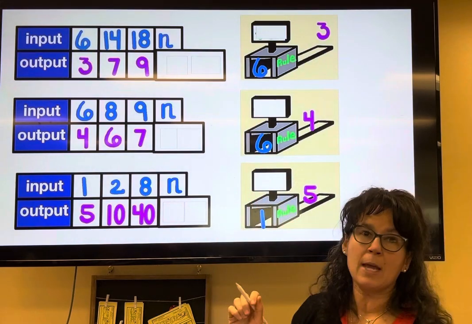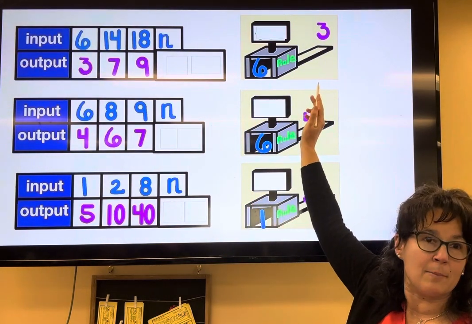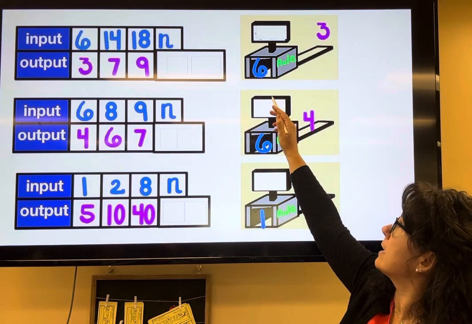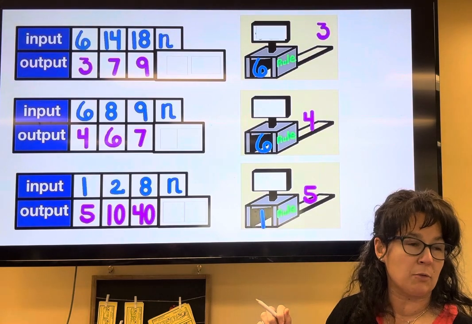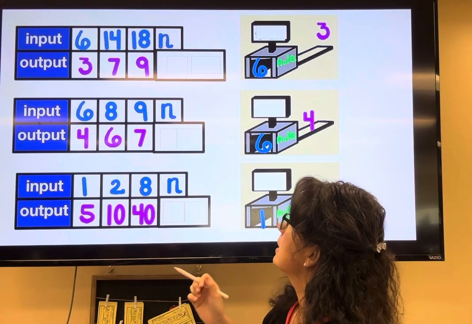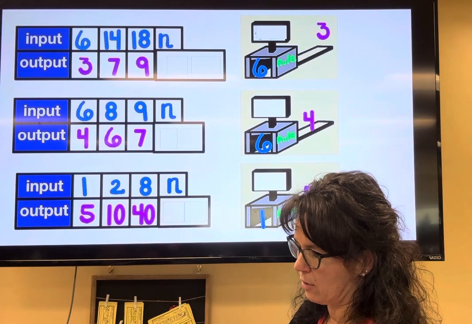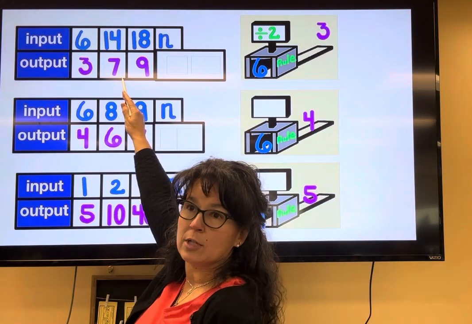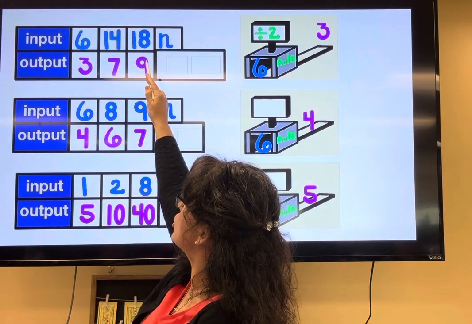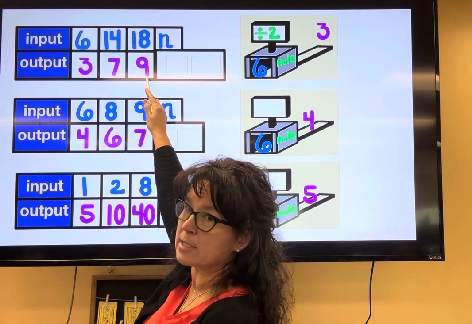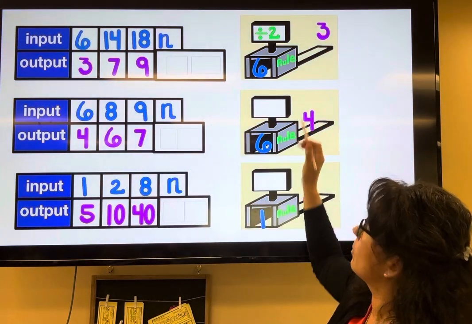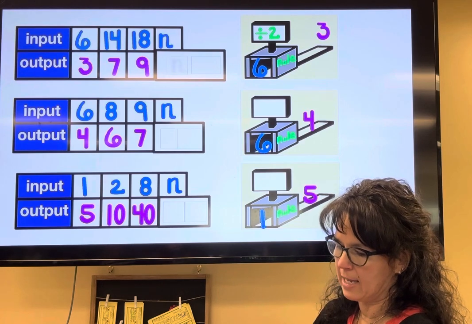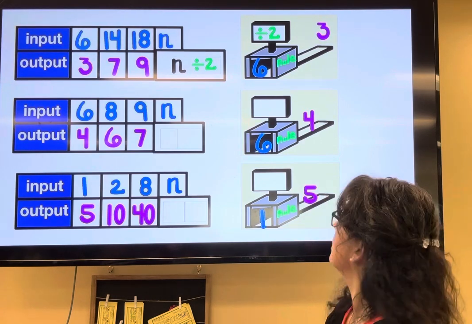And you're thinking, well, maybe I could take 6 and divide it by 2, and that would get me to 3. Or maybe I could go 6 minus 3 and it would take me to 3. Those are a couple of options. Let's try out just the dividing by 2. So 14 divided by 2 gives me 7. I put into the machine 18. 18 divided by 2 is 9. So it looks like we found our rule. So we're going to have the n divided by 2.